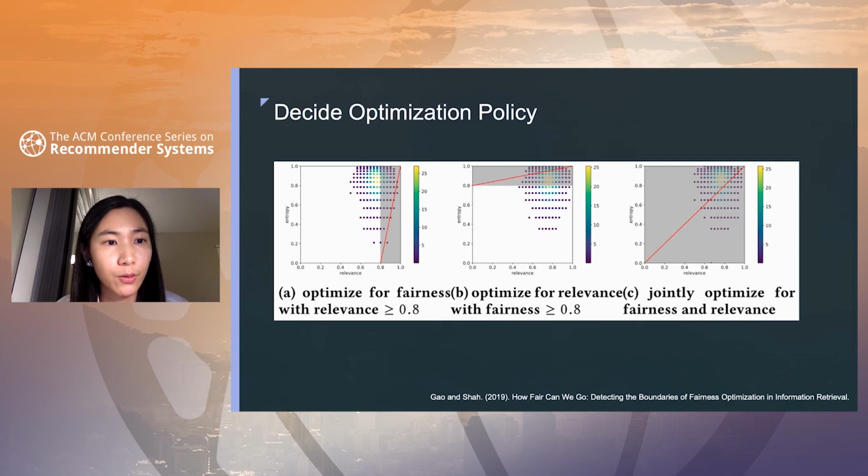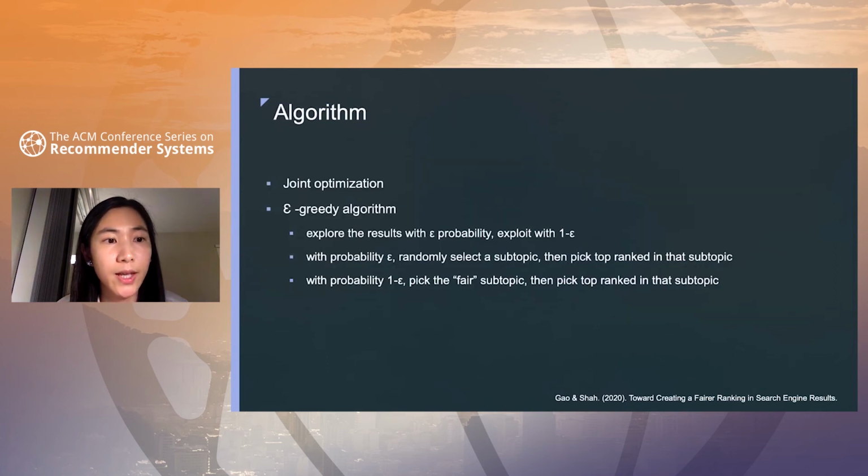Okay, so with the optimization policy as guidance, we can then design and implement our own algorithms. Here, for example, is a Google search dataset we collected in our 2020 paper, Toward Creating a Fairer Ranking in Search Engine Results. In this dataset, we collected the top 100 results for each of the 100 queries, and for each query, we cluster the results into different subtopical groups.